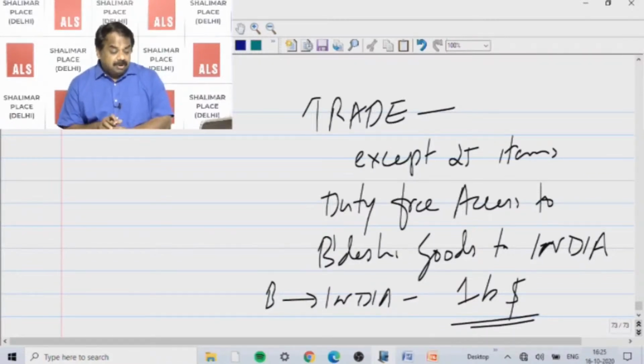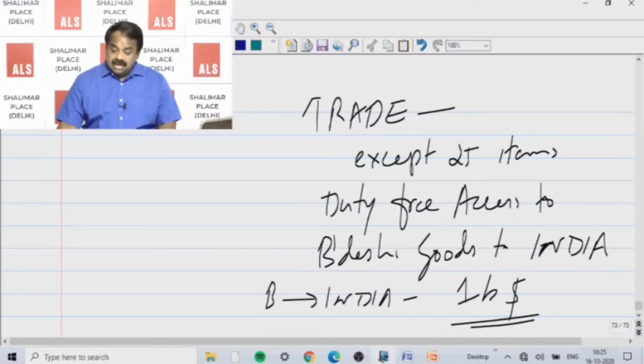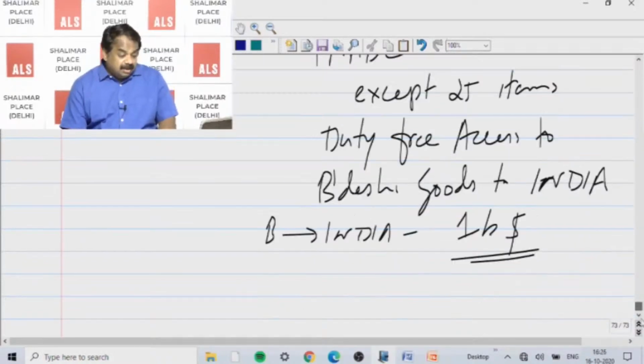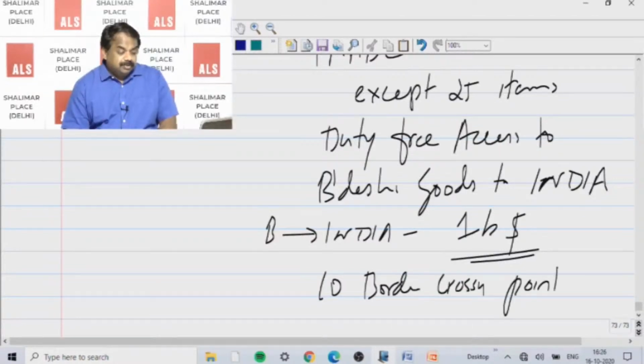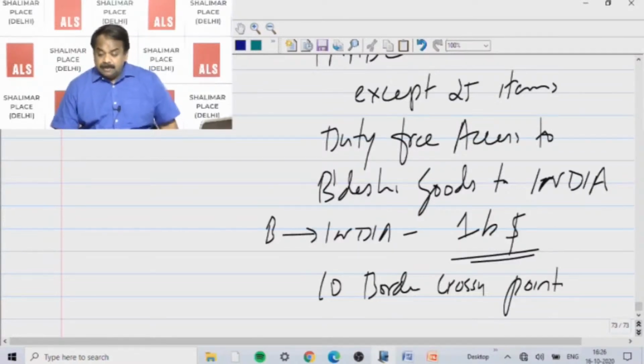And even for Bangladesh, other than Japan, India is the only country where their export is more than $1 billion. Not even with China, even though they have more trade with China, it is mostly Chinese exports to Bangladesh, not exports back. So the trade things are improving, and we have already created 10 border crossing points, being created with state-of-the-art facilities also.